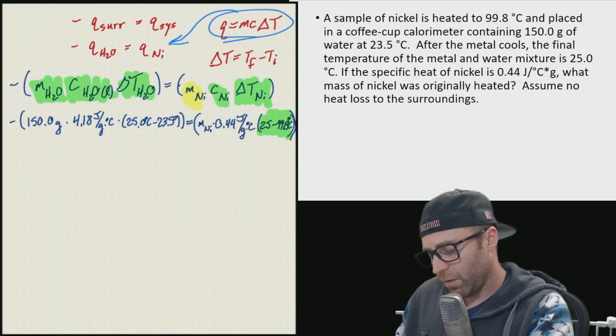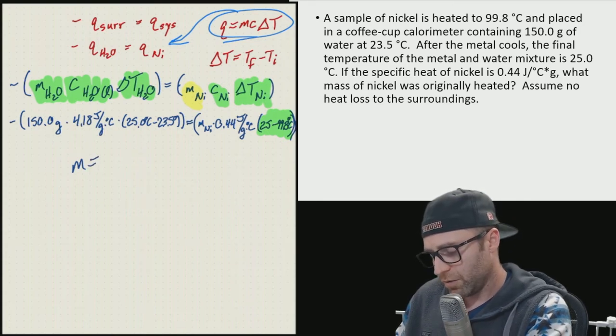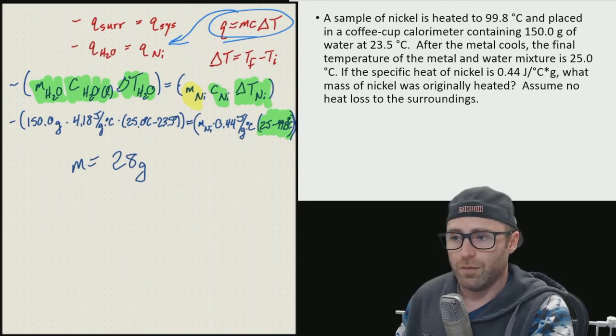Okay, so you do your math and you hit pause on the video or whatever it is, and you should find that you end up with a number that's around 28 grams of nickel.